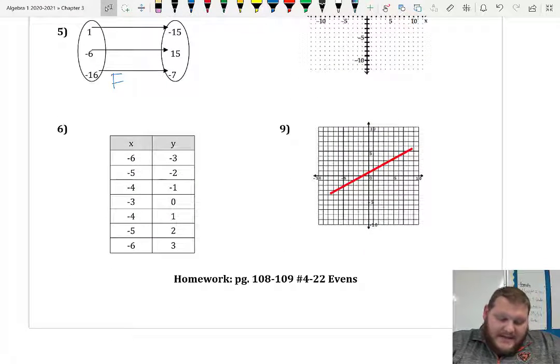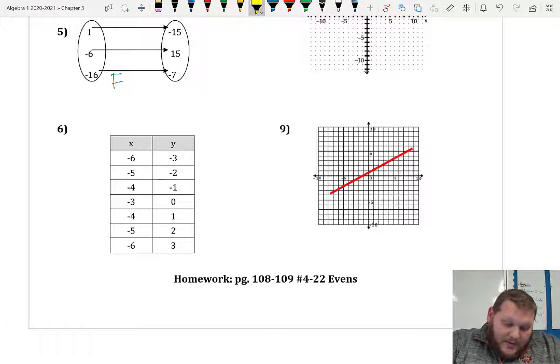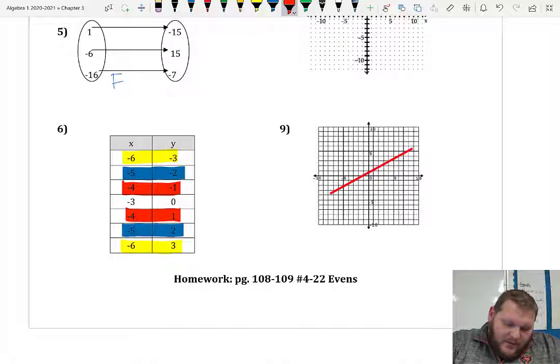For number 6, we can see we've got a bunch of different examples on why this isn't a function. We see -6 goes 2 different places. We've got -5 goes 2 different places. -4 goes 2 different places. You've got 3 different choices on examples on why this is not a function.